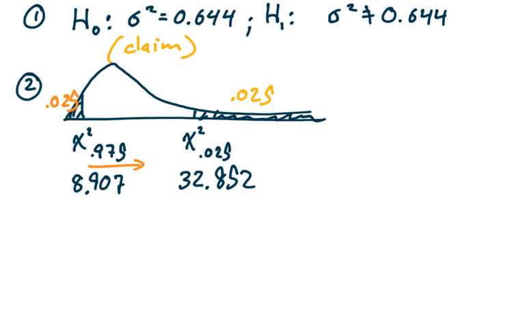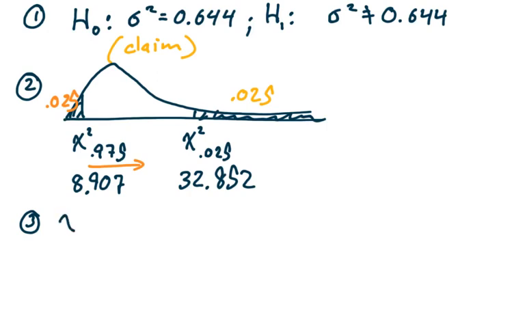So looking up in our table, using 19 degrees of freedom and these critical values, 0.025 for the right side area for the one on the right, and 0.975 for the right side area for the lower value, the one on the left. We get these: they're 8.907 for the small one and 32.852 for the larger one.